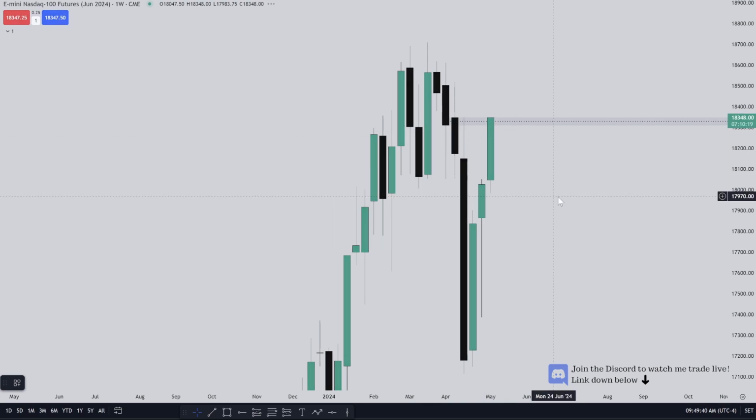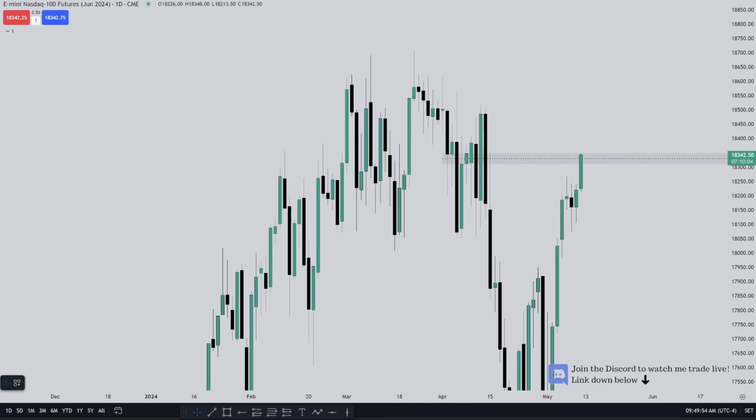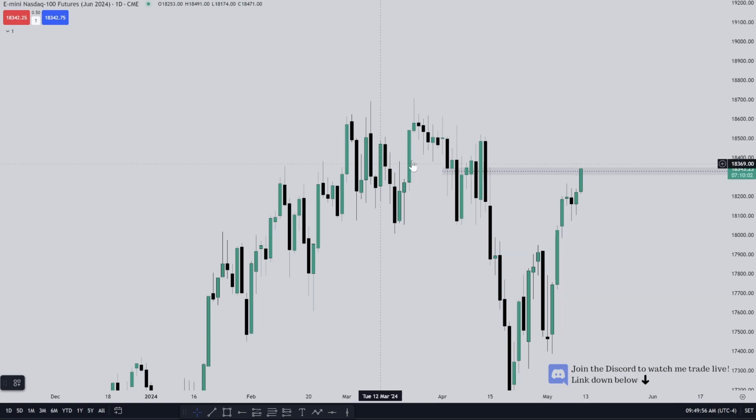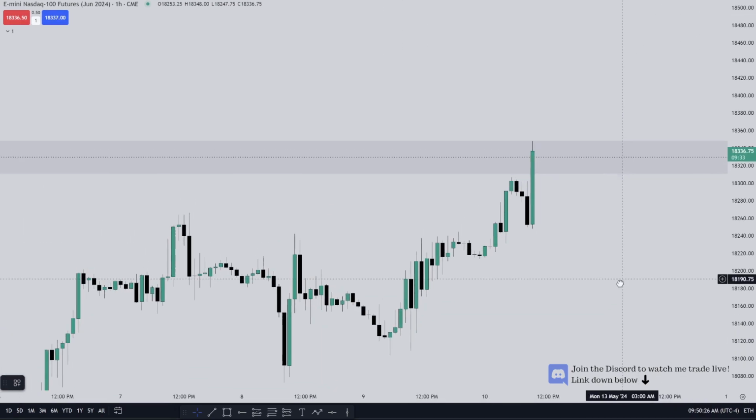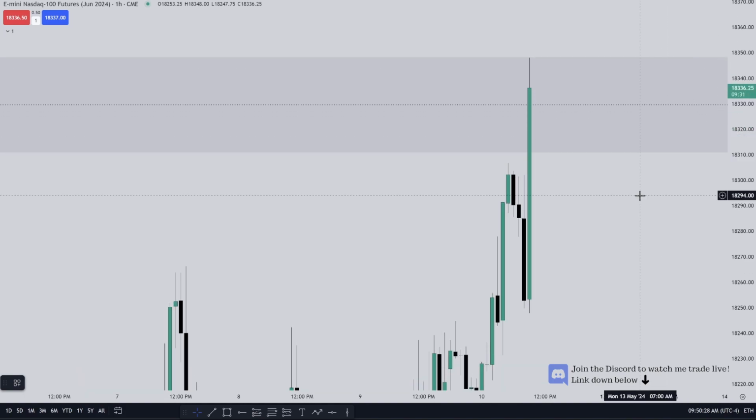Drop down to the daily. Nothing much to analyze here. This is really all just consolidation. Hourly chart. Look at the high of this candle, right to the high of the new week opening gap.